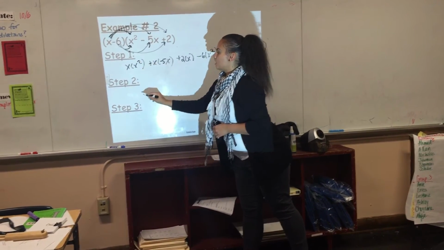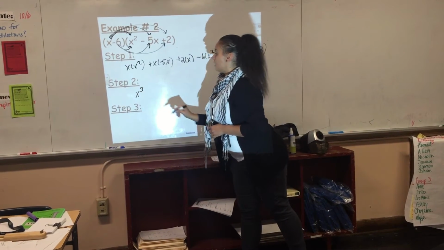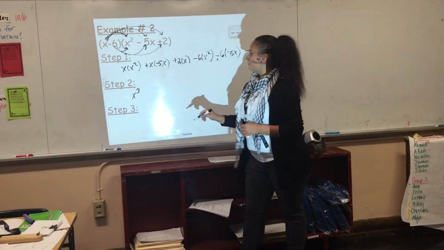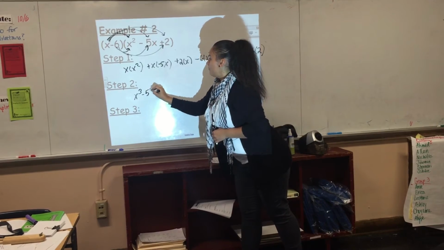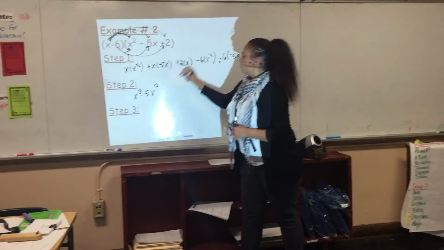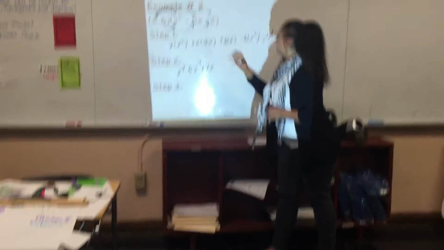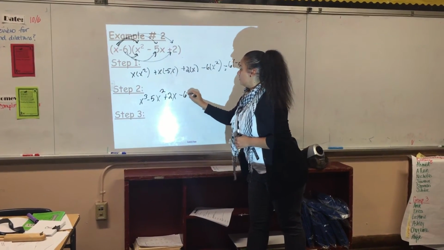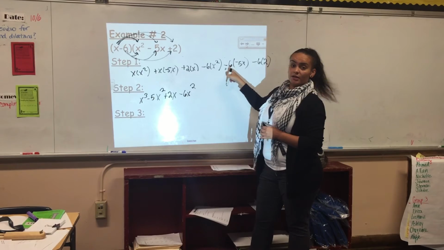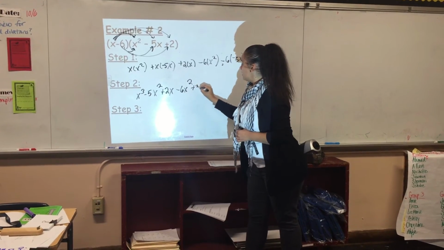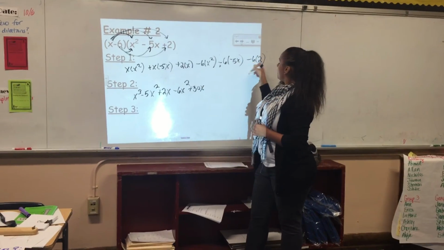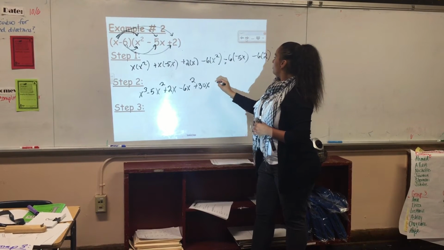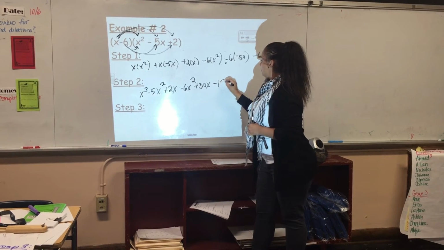x times x to the second, adding the exponents, 1 plus 2. Here, negative 5x squared, 2 times x, 2x, negative 6 times x squared, negative 6x squared. A negative times a negative will make this a positive 30x. And here, negative 12.